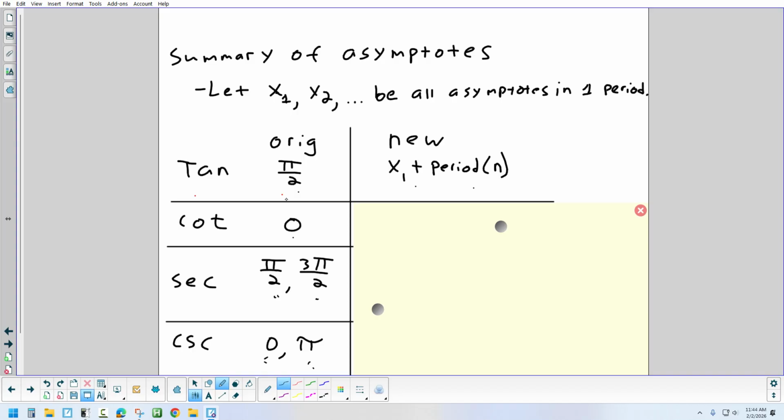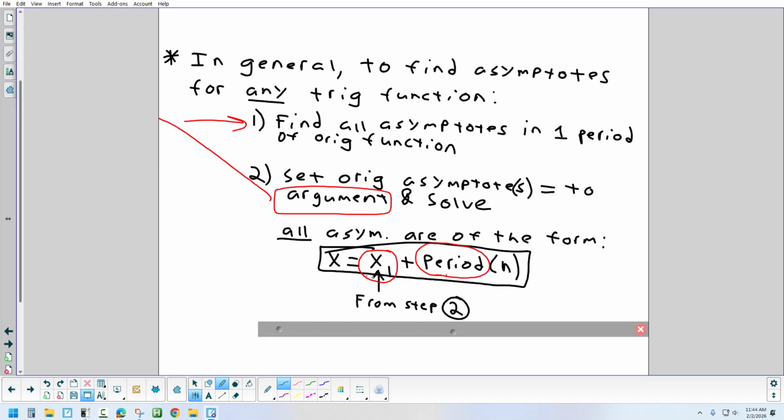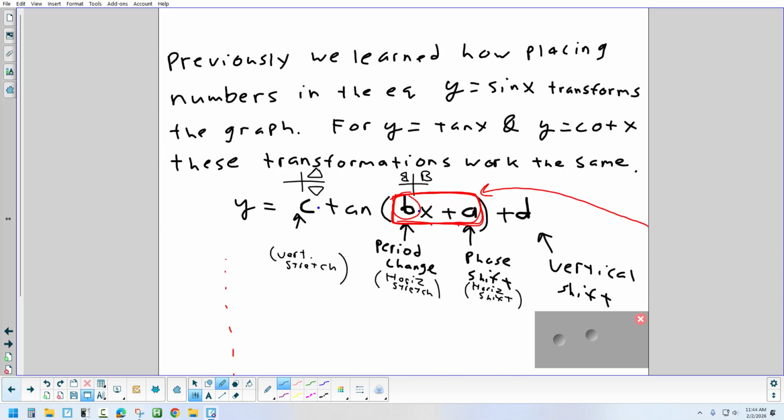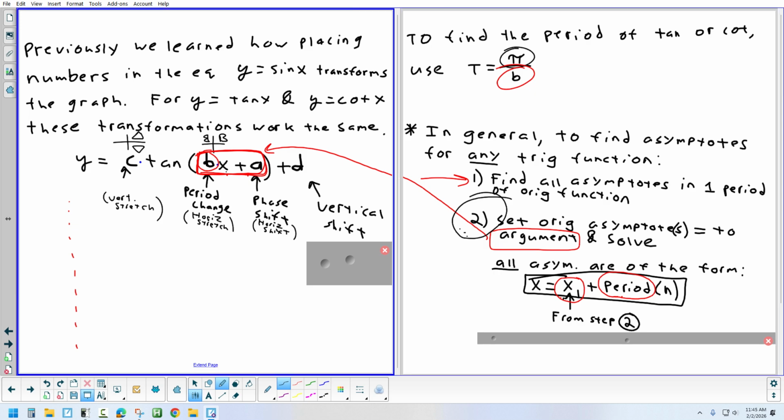So this is the original, and then over here is how you're going to write the new ones. You just put plus period times n. And how do you figure out that x1? That's going to come from what I explained right here. That's how you set the original asymptote equal to the argument and solve. What is the argument again? The argument is the red box.